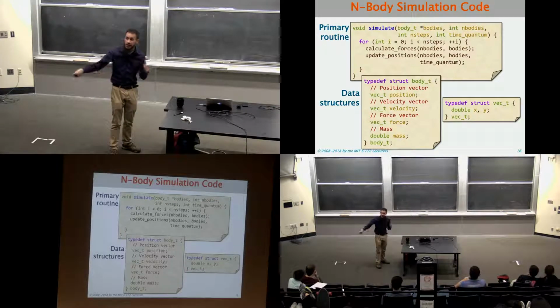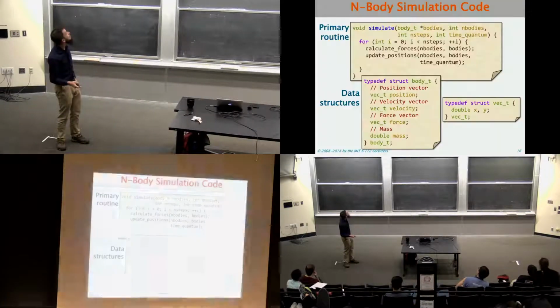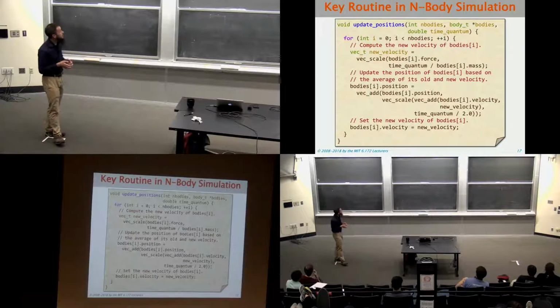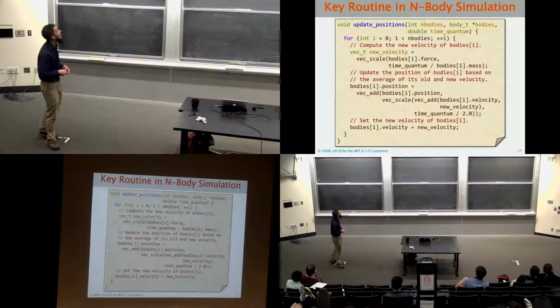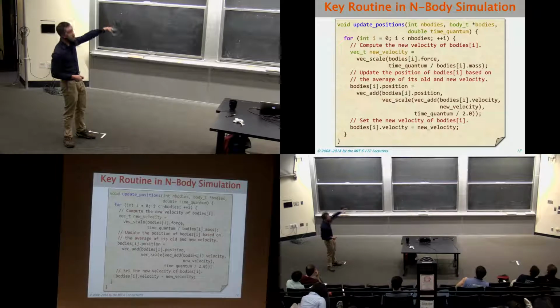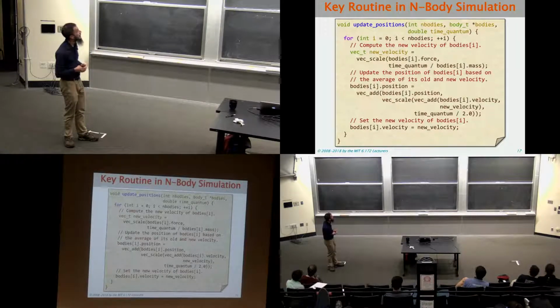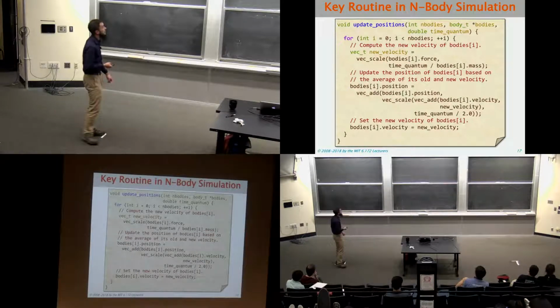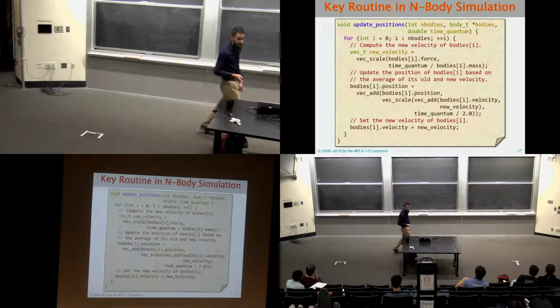Now, we don't need to see the entire code in order to look at some compiler optimizations. But one routine that we will take a look at is this one to update the positions. This is a simple loop that takes each body one at a time, computes the new velocity on that body based on the forces acting on that body, and uses vector operations to do that. And then it updates the position of that body, again, using these vector operations that we've defined. And then it stores the results into the data structure for that body.